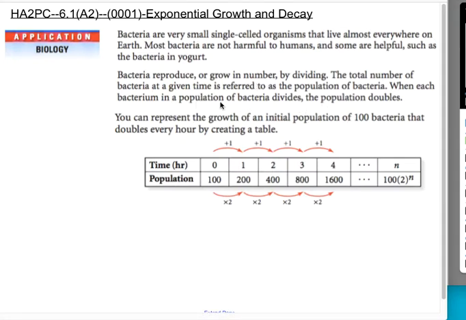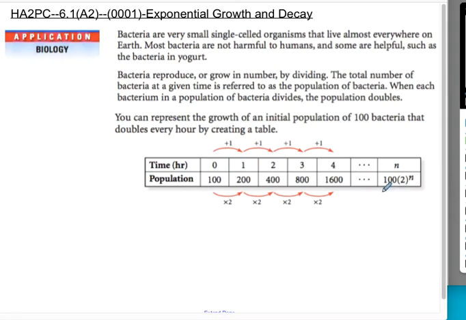When each bacterium in a population divides, the population doubles. Bacterium is the singular, we just usually say bacteria because they're generally a bunch of them. So let's say you have a population of 100, the total amount of bacteria at the beginning. After 1 hour passes, the population doubles because each individual bacterium divides in half, creating 2 bacteria. And that keeps happening. So this is an example of exponential growth.